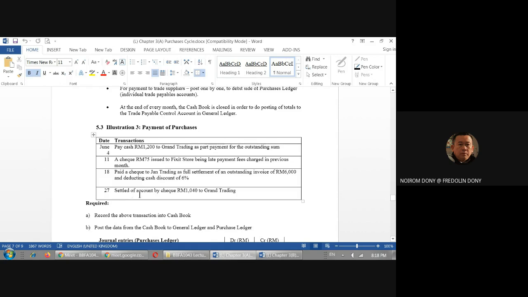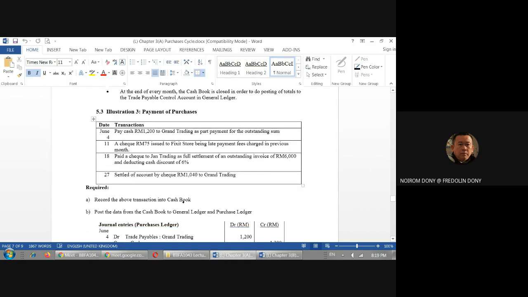Now, settle of account by check 1,004 to Grand Trading. Again, no specification, so we assume, because previously we have Grand Trading, so this one is also trade payable. Okay, and the prime entry, of course, is cash book because of the word check. So the keyword here: check and Grand Trading.